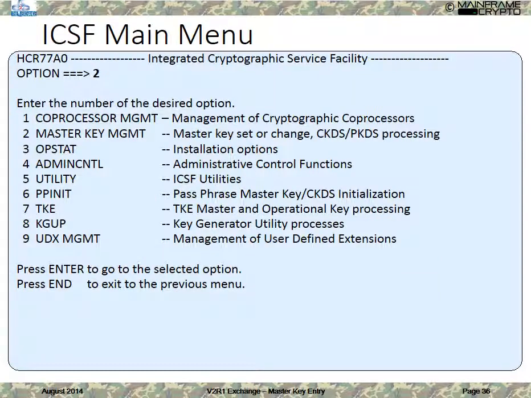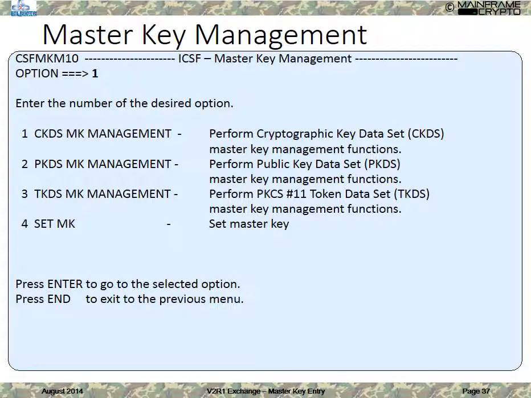To do a master key change, after you've loaded the new master key material, you go to option 2, master key management, master key set or change. And the first screen you'll see if you're running HCR 77ABLE0 or later is this one. Now at this point you can work with either the CKDS and the DES AES master keys, or the PKDS and the RSA ECC, or the TKDS and the P11 master key. So we did the DES master key, so we're going to choose option 1.